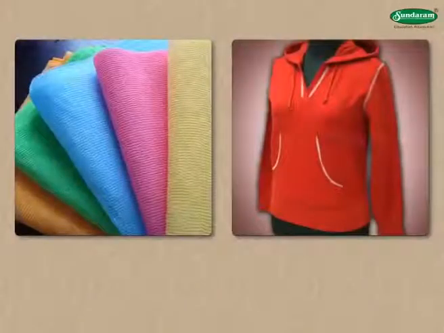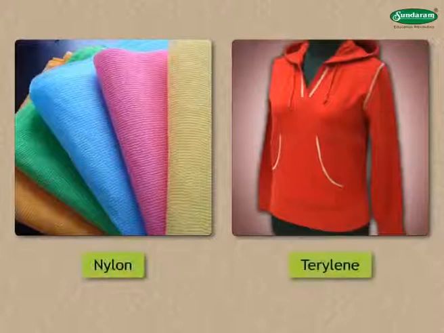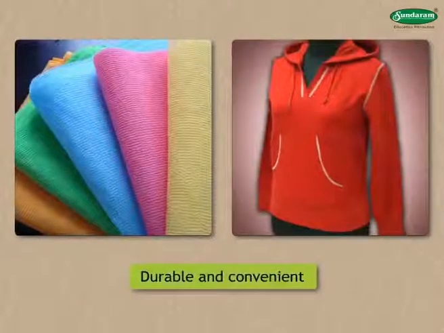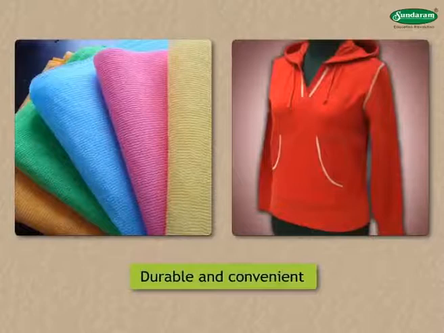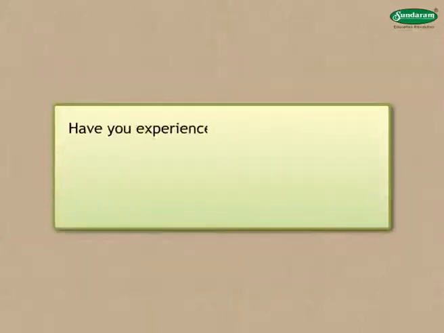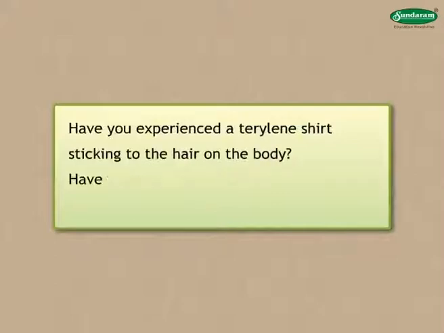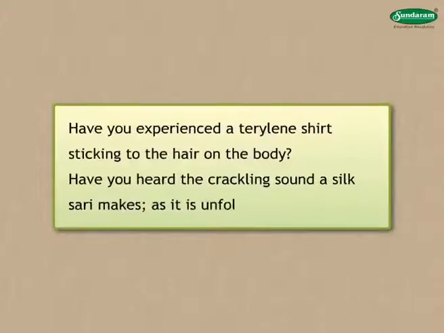Nowadays, we use clothes made from artificial yarn like nylon and terylene. They are durable and convenient to use. Have you experienced a terylene shirt sticking to the hair on the body? Have you heard the crackling sound a silk sari makes as it is unfolded?